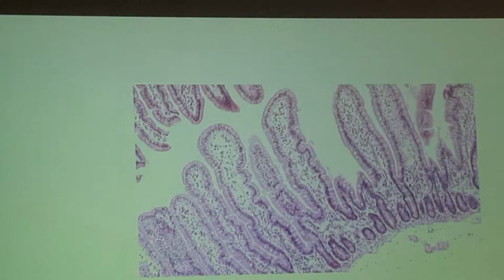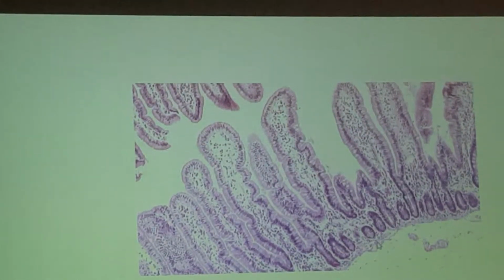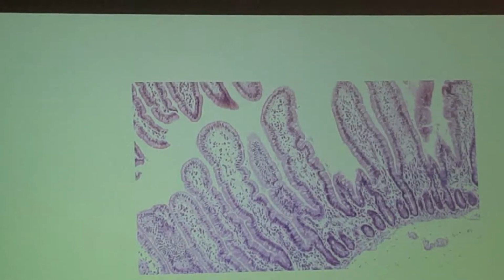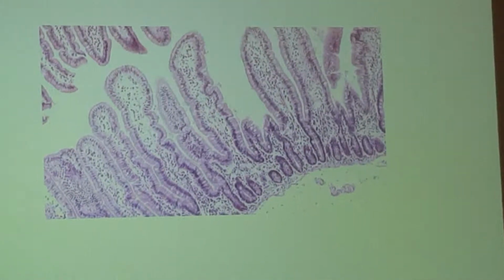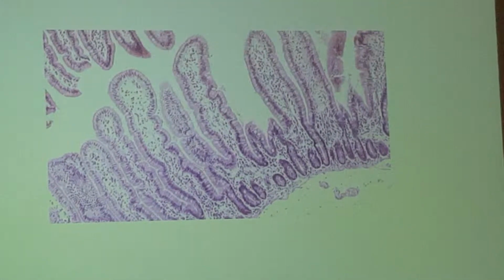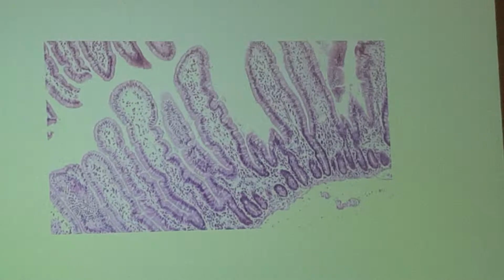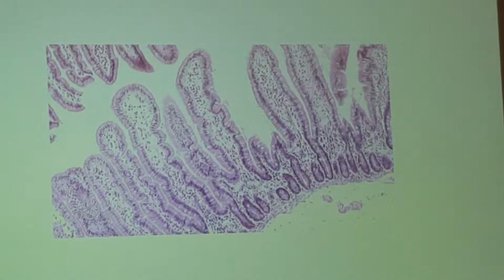What number am I on? Number 12, then I came down here and said identify this layer, muscularis mucosa. Notice I didn't ask you to name the organ because you can't see the submucosa well enough to know if it's duodenum, jejunum, or ileum. You know it's small intestine, but you can't really tell which part of the small intestine you're in.